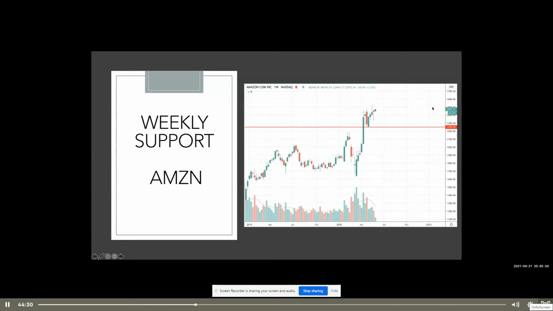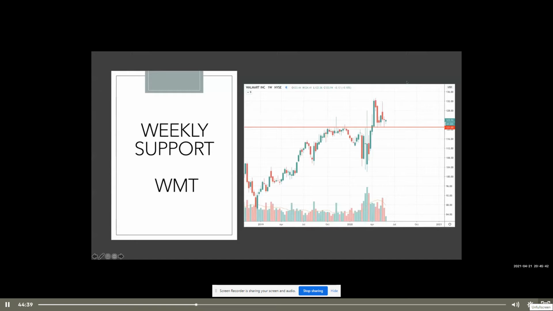Anyway, this is the Amazon weekly support, and I'm also going to show you how I break this down. I'll show you the daily chart also for this support, but let's look at Walmart. Here's a weekly Walmart support, and I showed this example because you're going to see how this was an old resistance.